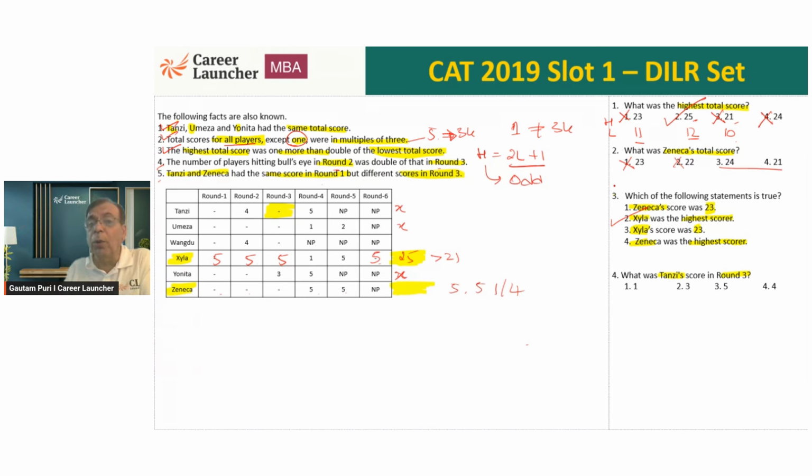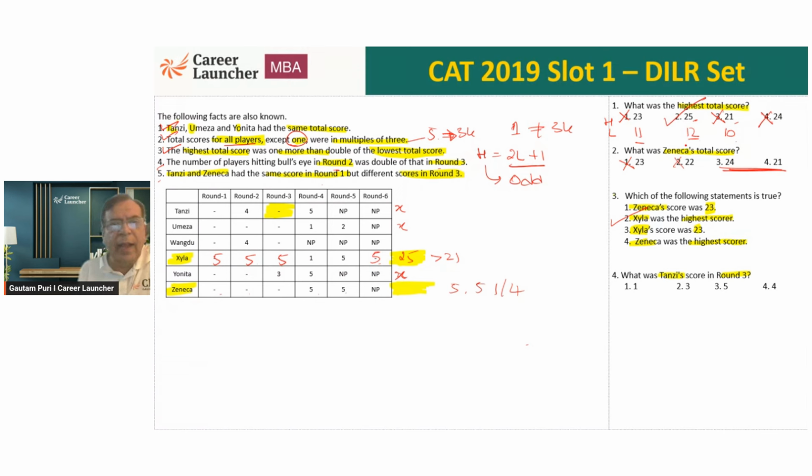But also remember, question number 2 has told me Zeneca is either 5-5-1 or 5-5-4. So even if I have to solve, I have to remember to use this. Okay? Now let's look at the remaining people.